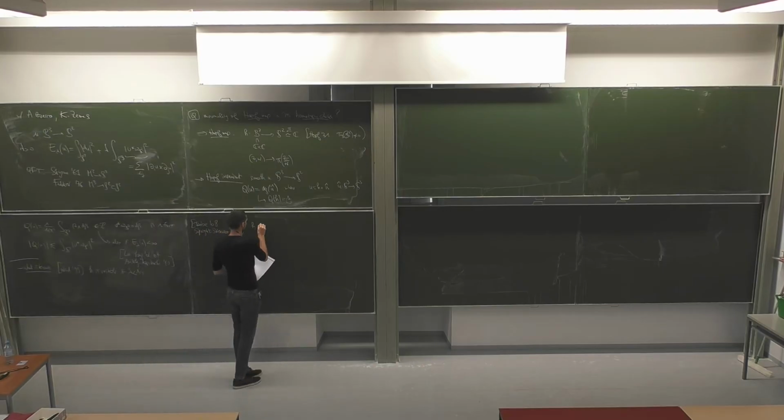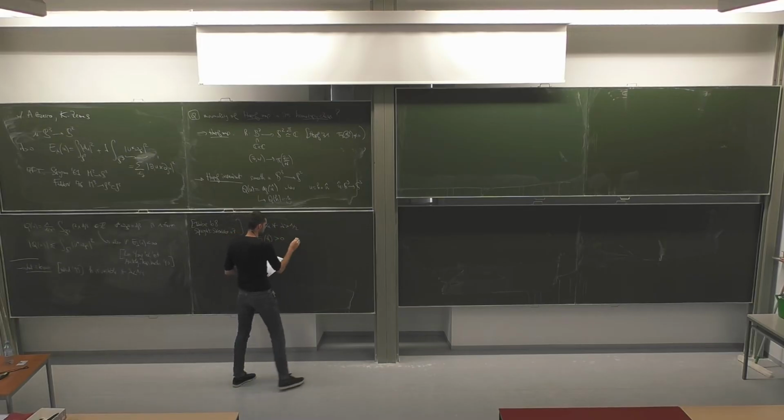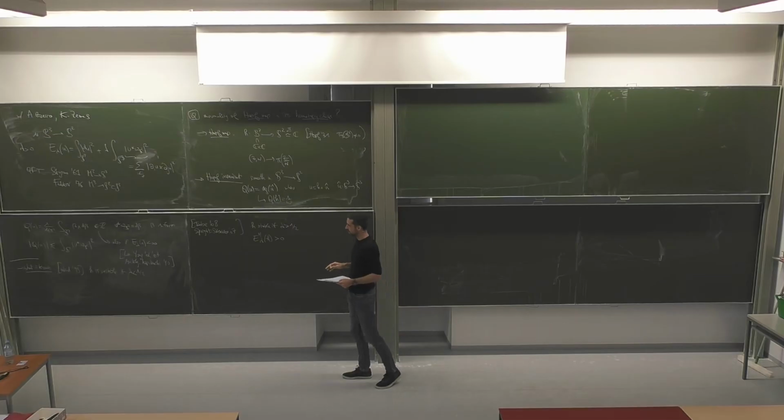H is actually stable if lambda is larger than 1/2. And here I mean that the second derivative of the energy is positive. So this is like the linearized operator on H, the one you get from looking at perturbations in any direction.